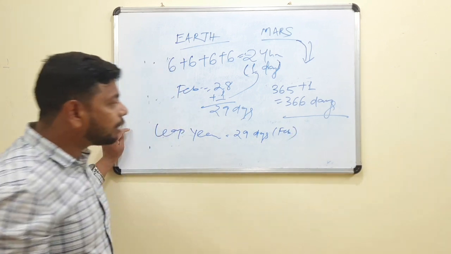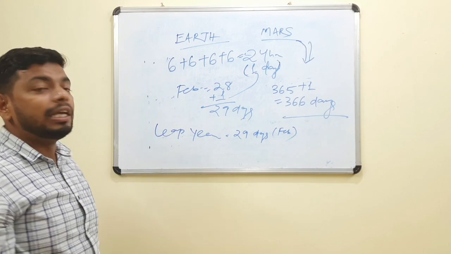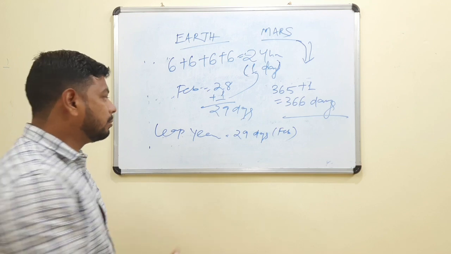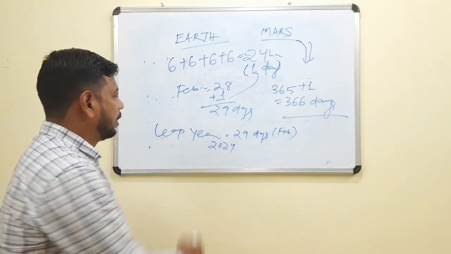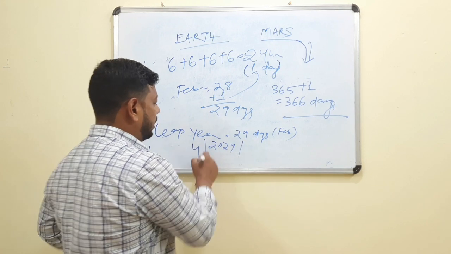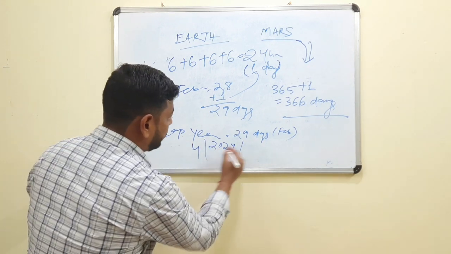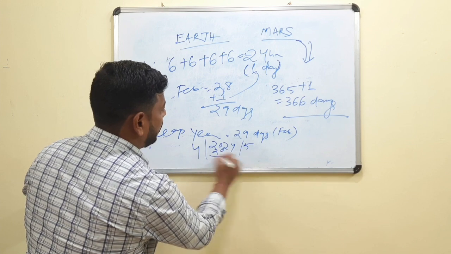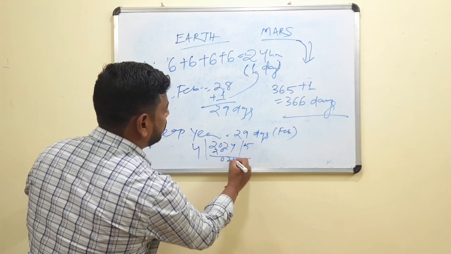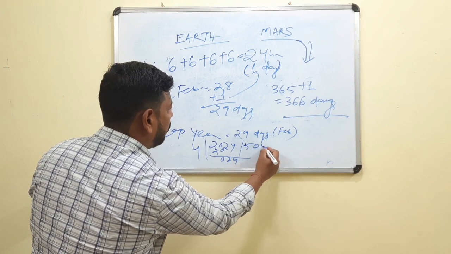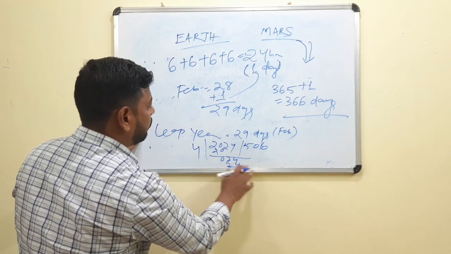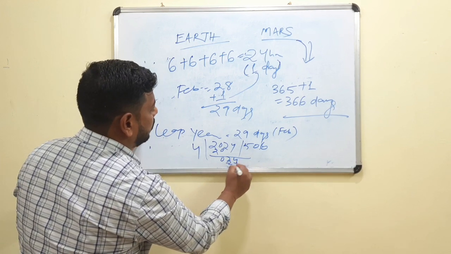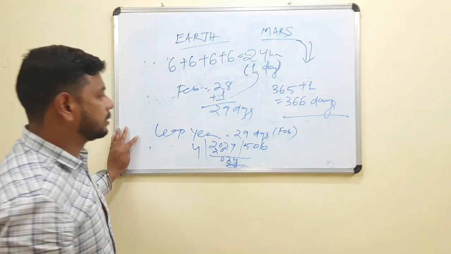And which year can be called a leap year? If it is perfectly divisible by 4, for example 2024, it's a leap year. The remainder is 0, completely divisible, and that is the reason.